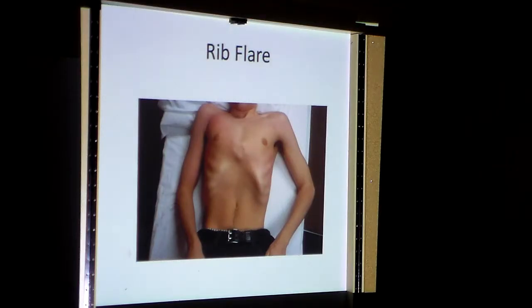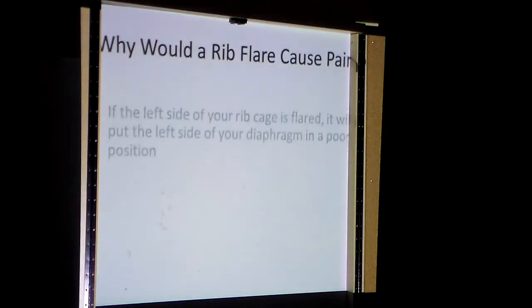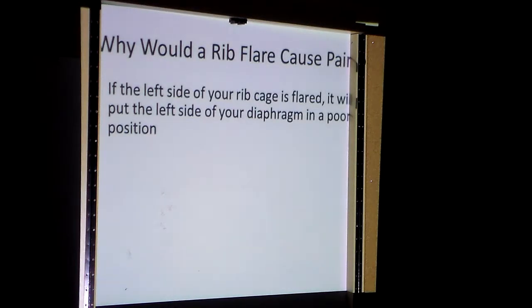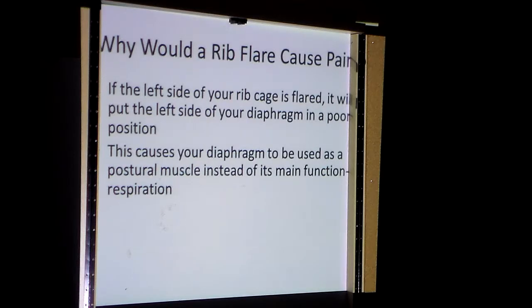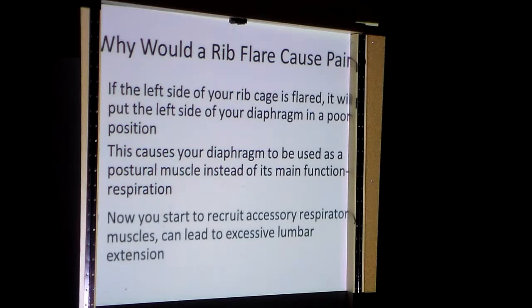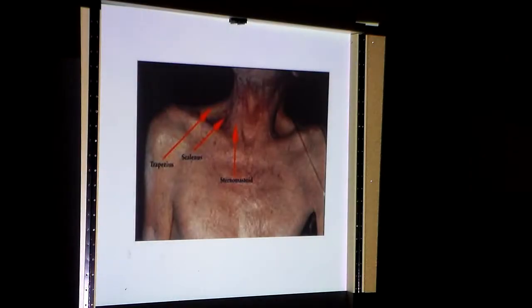It wouldn't, except that now he's going to start using accessory muscles to breathe. Here's a case of a guy who's flared on both sides. And when you start to use accessory respiratory muscles instead of your respiratory muscles to breathe, you'll start getting a lot of neck tightness, a lot of back tightness. Your posture can get thrown off. It can throw off your function. So you'll start to use those accessory respiratory muscles.